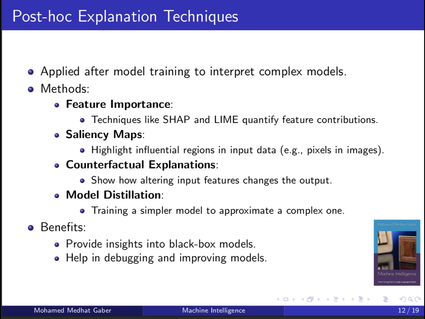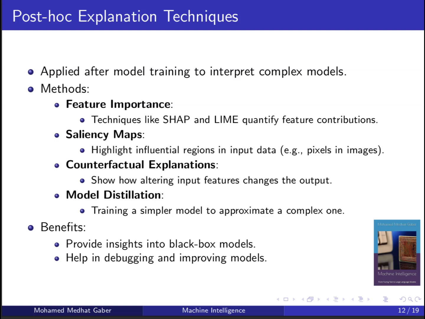Saliency maps are particularly useful in image recognition tasks. They highlight regions of an input image that were most significant in the model's prediction. By visualizing these regions, users can see what the model paid attention to when making its decision. This helps in verifying whether the model is focusing on meaningful aspects of the image or if it's misled by spurious patterns.